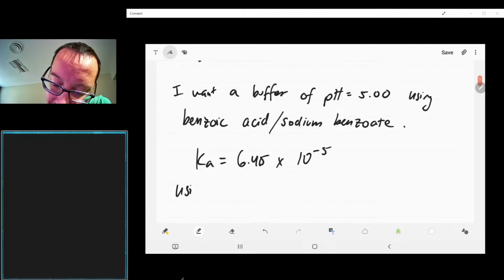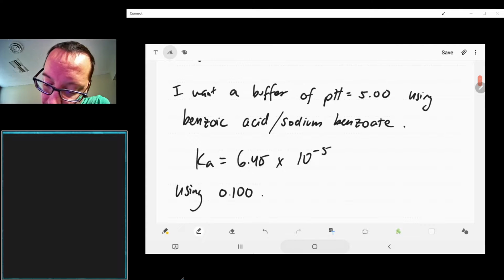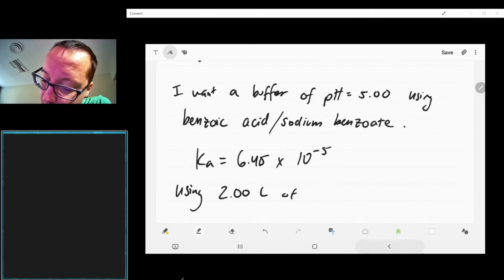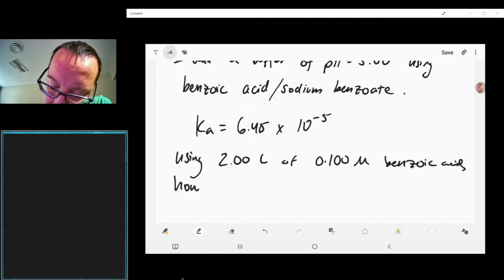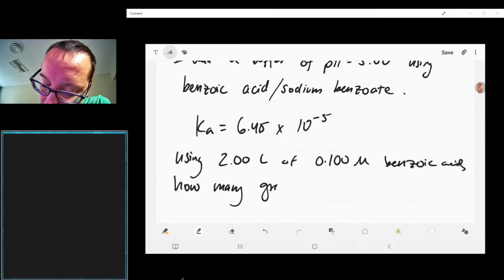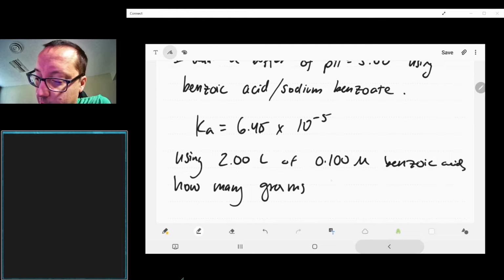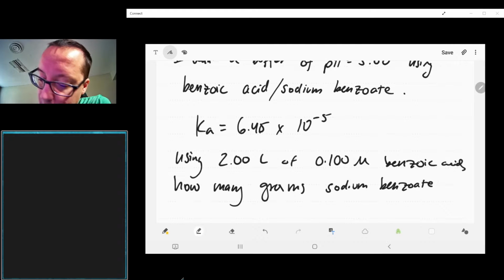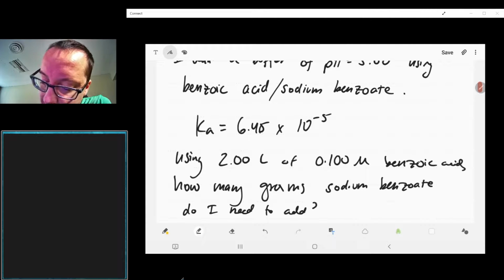So using, let's say, 2 liters of 0.1 molar benzoic acid, how many grams of sodium benzoate do I need to add? And let's assume that we don't have any volume change with this.